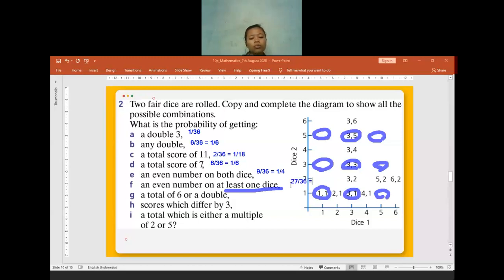Is there anyone who is confused so far? No? Okay. If no one has any confusion, I will move to question G. A total of 6 or a double. So it means the number can be a double, or when you add them, it equals 6. How many is the possibility?